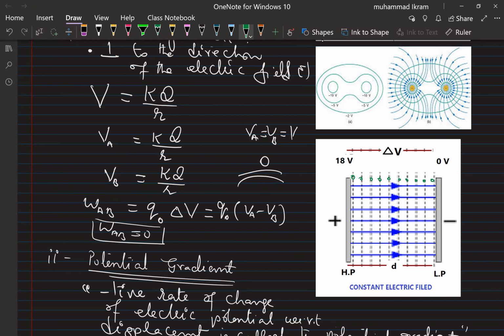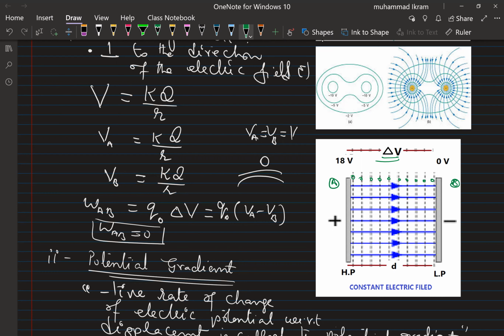For example, let us consider that between these two plates we have a potential difference delta V. For my convenience, say this delta V is 18 volt, between the plate A and the plate B. Plate B is taken at zero potential. This is our reference line. And plate A is taken at 18 volt, and they are separated by a distance D.